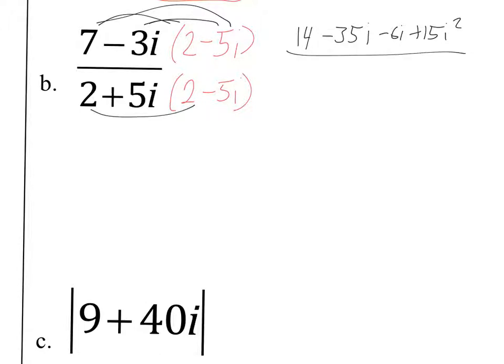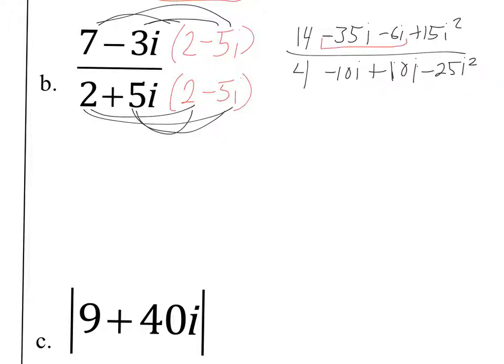On the bottom, we get 4 minus 10i plus 10i minus 25i squared. All right. On the top, we've got negative 35i and negative 6i. That's negative 41i. 15i squared is going to be negative 15 plus 14 to be negative 1. On the bottom, my i pieces cancel out. And negative 25i squared is going to be the same as positive 25. Positive 25 plus 4 is 29.